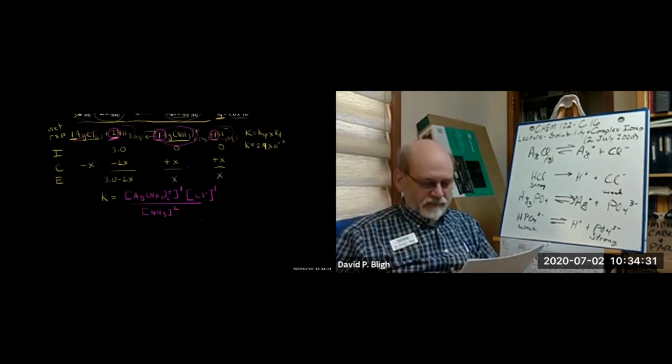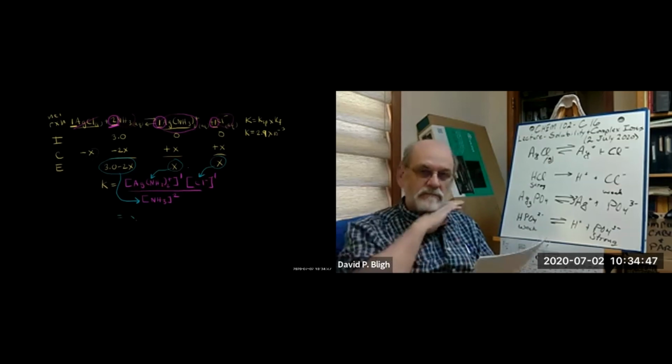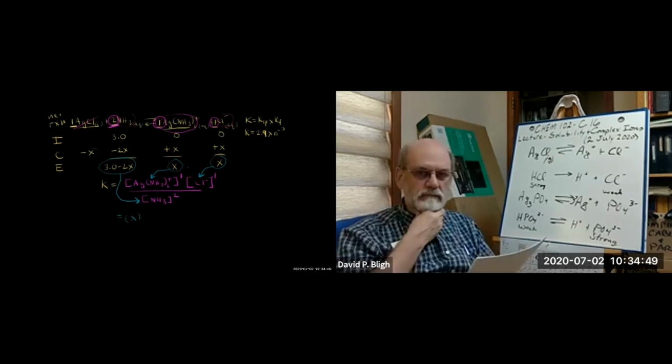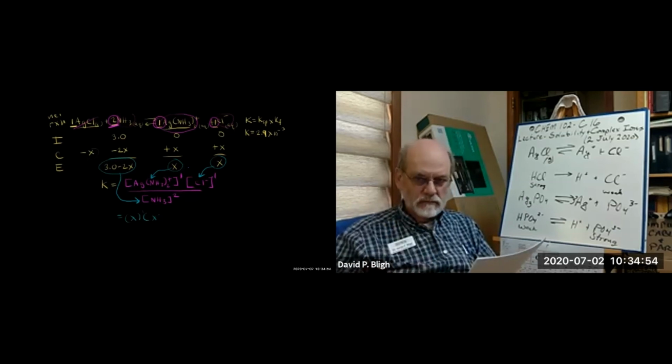Next, we plug in our equilibrium concentrations. So our equilibrium concentration of ammonia is 3 minus 2x, our equilibrium concentration of complex ion is x, and our equilibrium concentration of chloride anion is x. So on the right side, we would have x to the first power times x to the first power, all over 3 minus 2x to the second power, so squared.